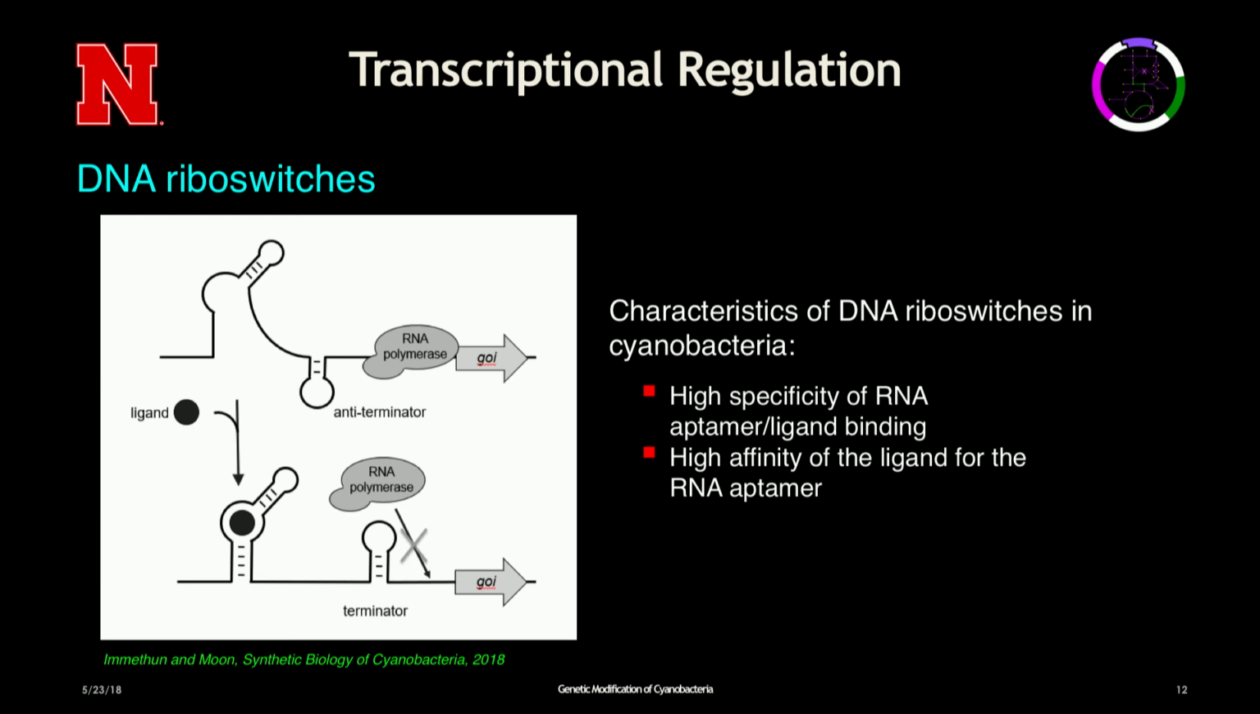But is it clear from this figure how a riboswitch operates? Is there any question? Whenever I tell you about these examples, these are things that have already been utilized in cyanos. People have designed them and found that they are working fine.